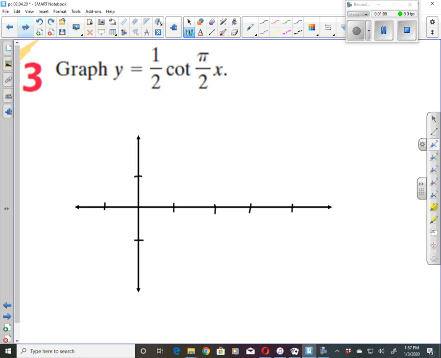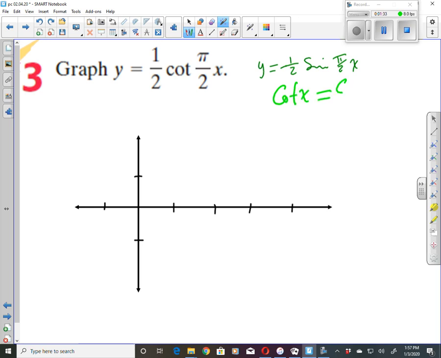So we want to graph the cotangent function, and like we did before, I'm going to graph y equals 1/2 sine pi over 2x. Now keep in mind the sine comes from the fact that the cotangent is cosine over sine, and since the sine is in the denominator, my asymptotes are based on where the sine function goes to 0.